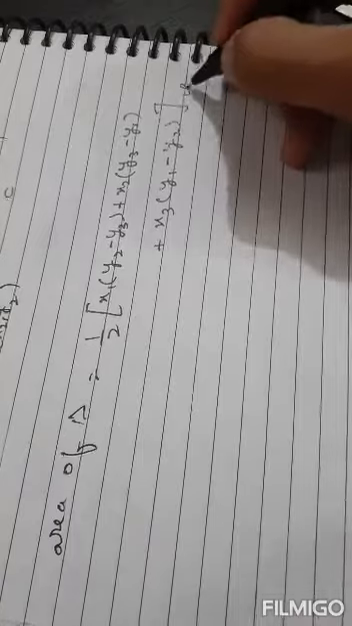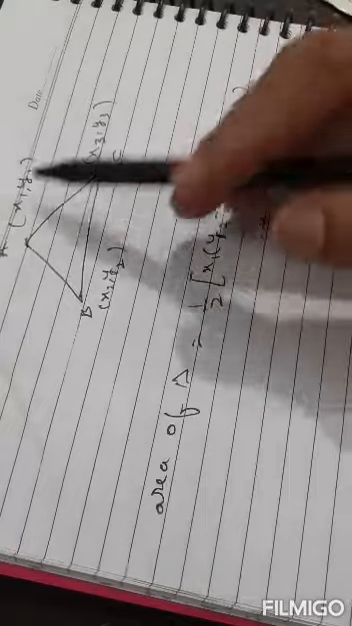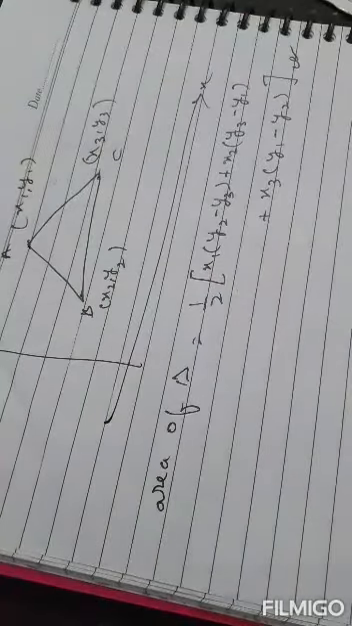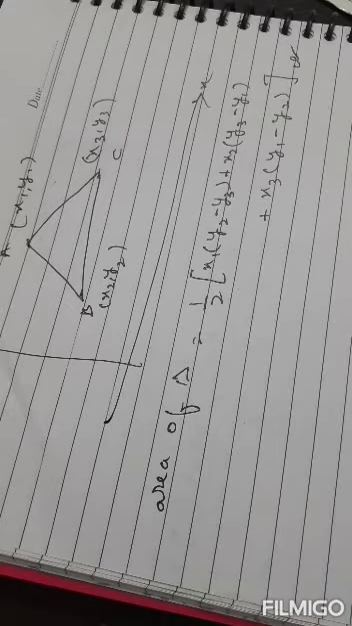So by applying this formula, you can find the area of a triangle, and you can also find whether the given 3 points are collinear or not, because for collinear points the area of the triangle will become 0. So if the area of the triangle becomes 0, it means the 3 points are collinear. So by applying this formula, you can solve example number 11.